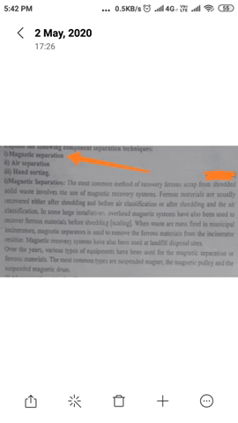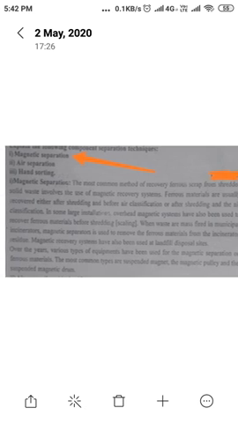When the waste masses are fired in the municipal incinerators to reduce their volume, the magnetic separators are then used to remove the ferrous materials from the incinerated residues. Magnetic recovery systems have also been used in the landfilling, in the disposal sites. Over the years, various types of equipment have been used for the magnetic separation of the ferrous materials. The most common types are the suspended magnets, the magnetic pulleys, and the suspended magnetic drums. So that's for the magnetic separation.